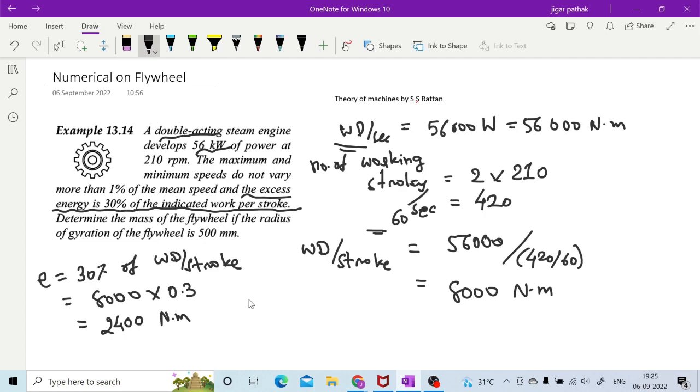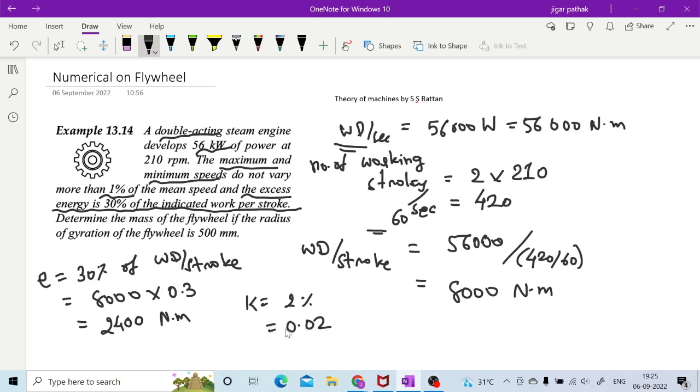Okay. So now K is the coefficient of fluctuation of energy, right? Here what is given is that the maximum and minimum speeds do not vary more than 1%. So from the mean speed it can go beyond by 1% and also below by 1%. So the total fluctuation will be 2%, right? So this K is given as 0.02, right?